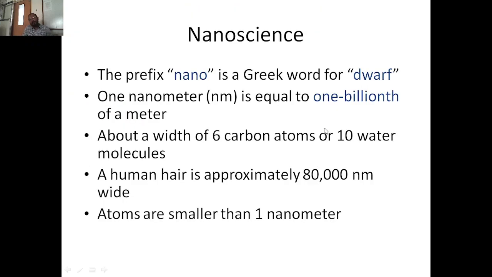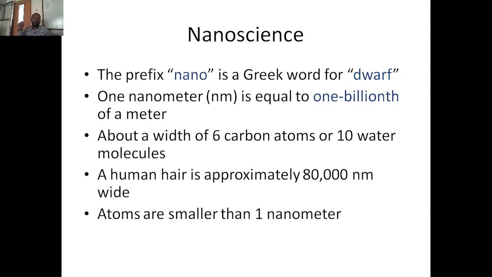So what is nanoscience? As we discussed, the prefix nano is a Greek word that is nothing but dwarf, or you can say small or very small. So 1 nanometer is equal to one billionth of a meter. Just to make you understand how small it is, imagine 1 meter. We have seen 1 meter, right?